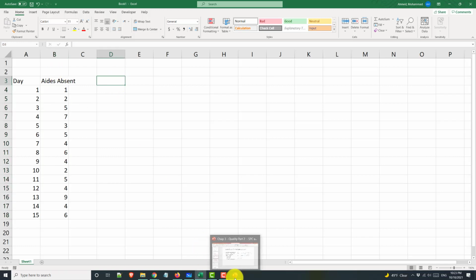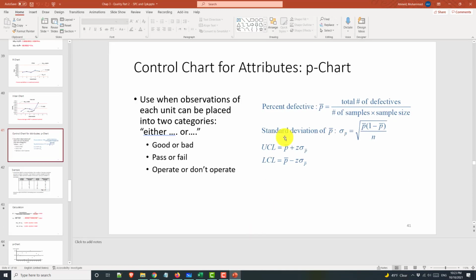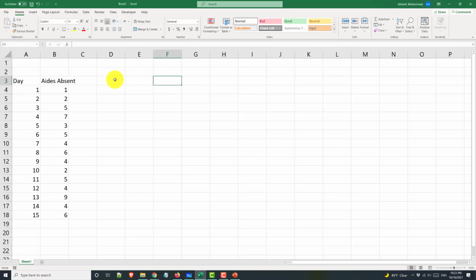So how do we calculate the p-chart? For the p-chart we need p-bar, which is the average proportion. And then we need the standard deviation of p-bar, which depends on the sample size. And then once we have the z-score as well, we can calculate the control chart. So we need to compute like 3 or 4 things. So we need to know p-bar. Okay. Now each sample actually has a proportion p.